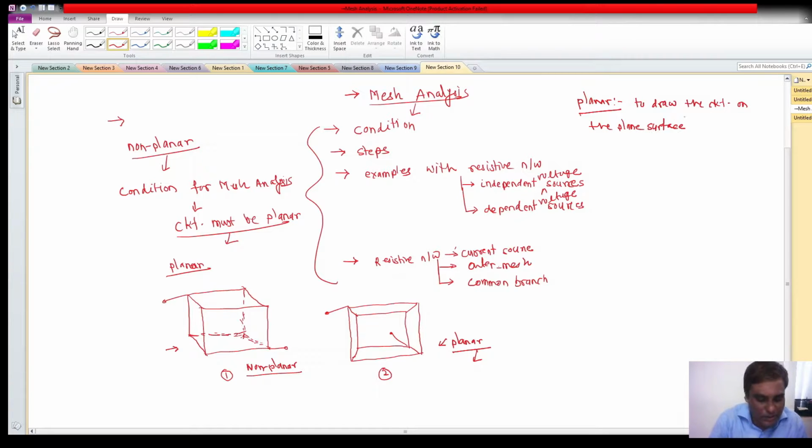and on the plane surface draw it in such a way that no branch goes over or under any other branch.